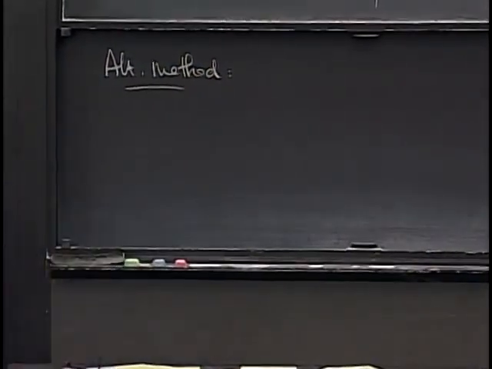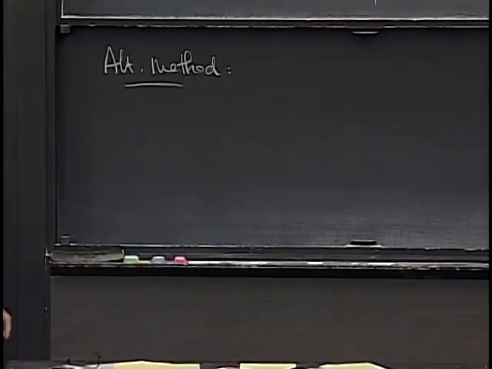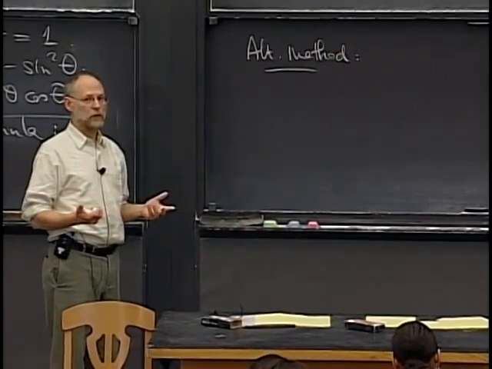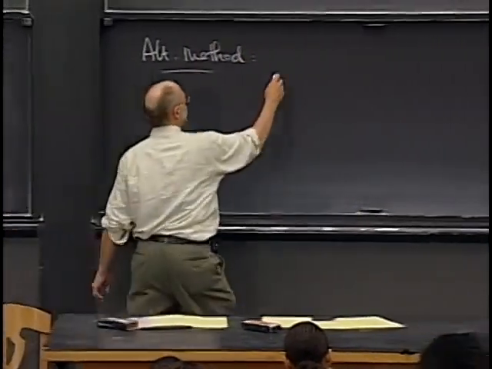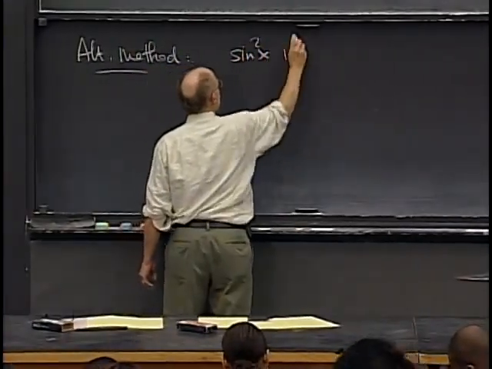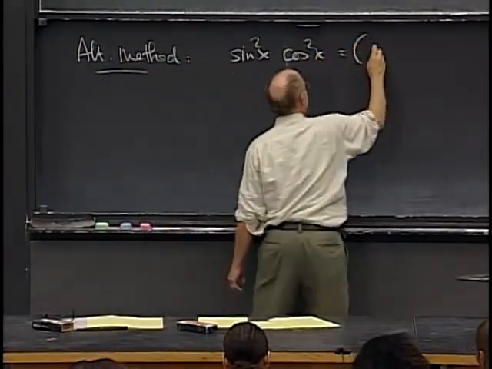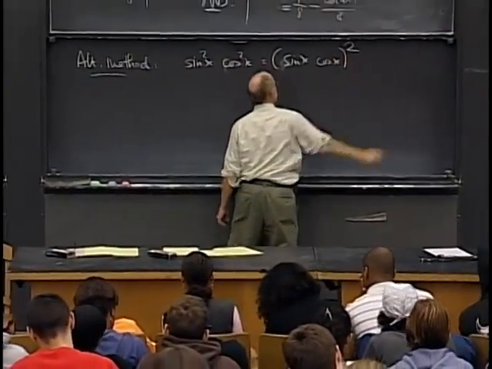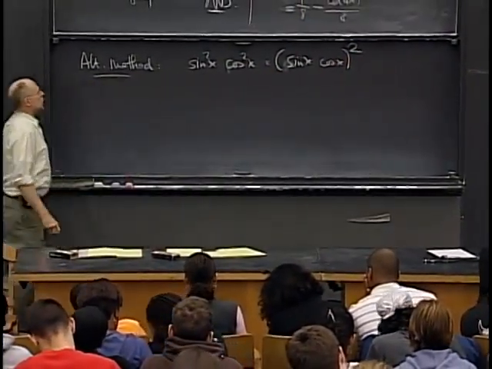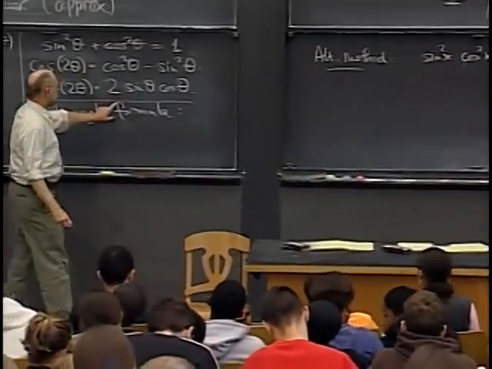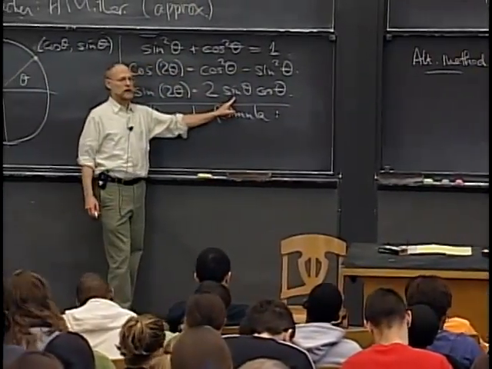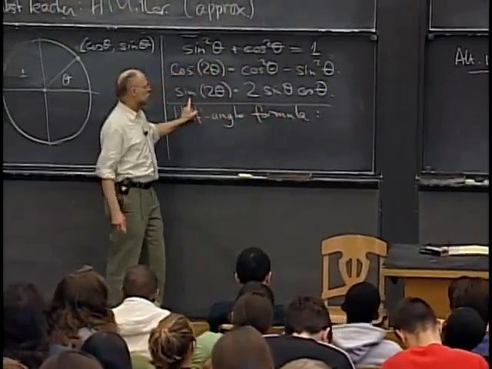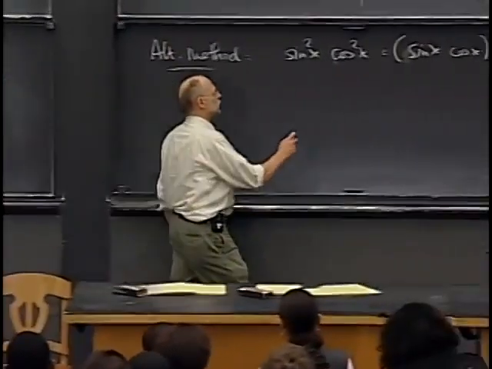Let me give an alternate method for doing the side work over there. I'm trying to deal with sine squared times cosine squared. Well, that's the square of the sine of x times the cosine of x. And the sine of x times the cosine of x shows up right here in another trig identity. So we can make use of that too. That reduces the number of factors of sines and cosines by 1, so it's going in the right direction.